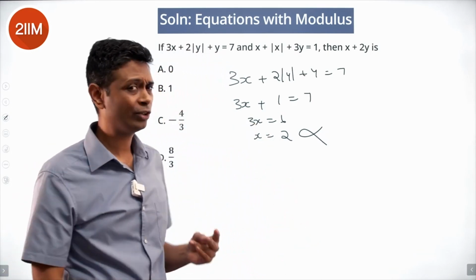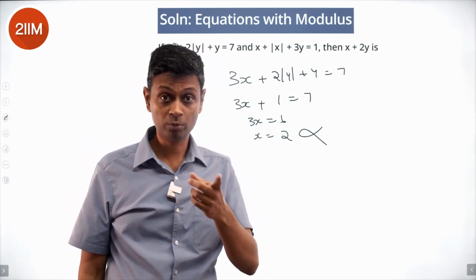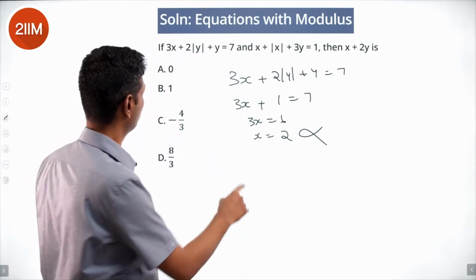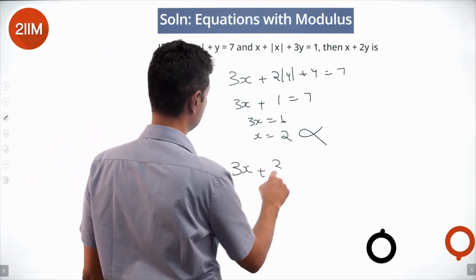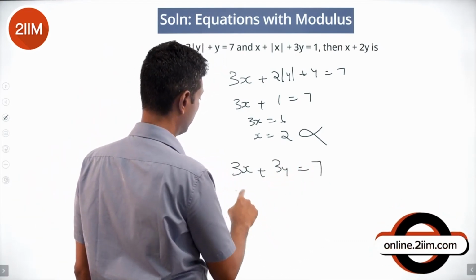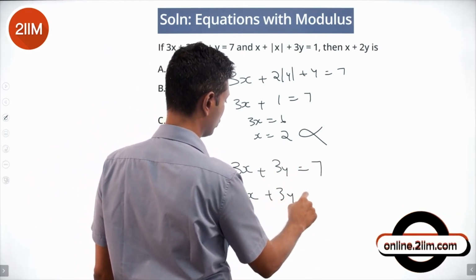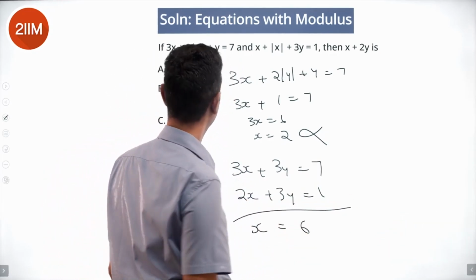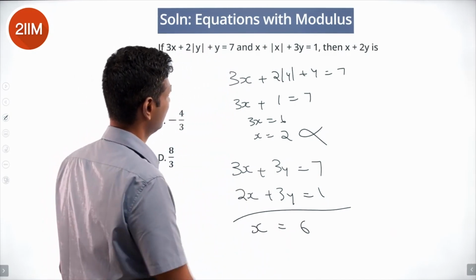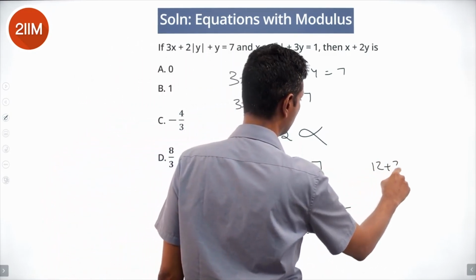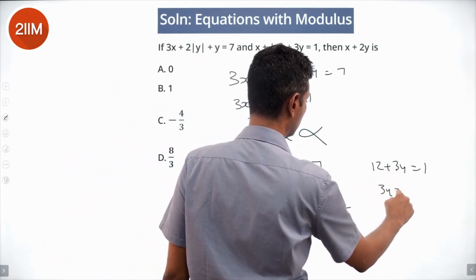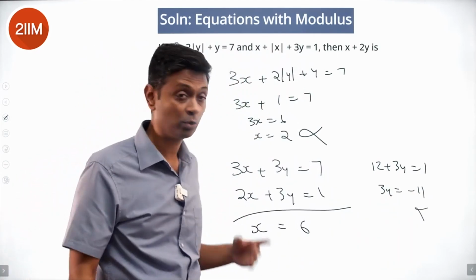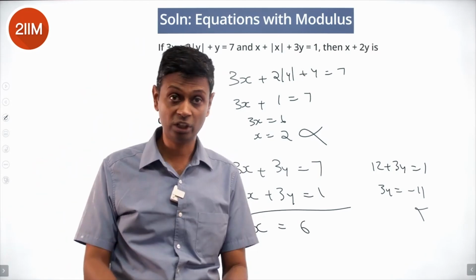Now I have only 2 cases: x positive and y positive, or x positive and y negative. Both positive, I'll have 3x plus 3y is 7 and 2x plus 3y is 1. I subtract one from the other, I'll get x is 6. If x is 6, 6 plus 6 is 12, 12 plus 3y is 1, 3y is minus 11, doesn't work. y will have to be negative. So x positive, y positive does not yield any solution. x negative does not yield any solution.